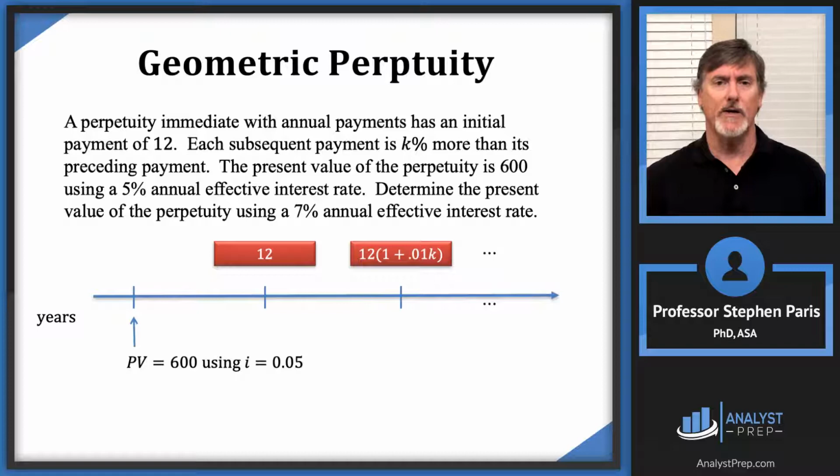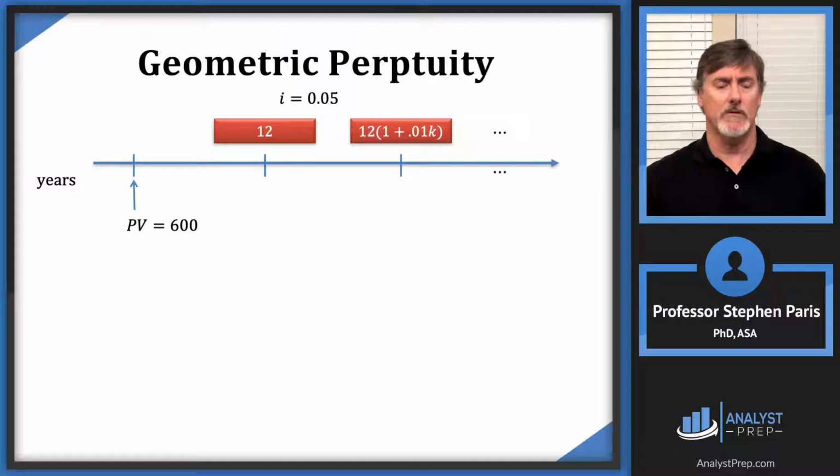The second payment is k% more than the preceding payment, where k% is 0.01 times k. I would need to take the payment of 12 and multiply by 1 plus 0.01k. The next payment, not shown, will be 12 times (1 plus 0.01k) squared, and so forth. But I don't need that. I just need the first two payments, and I've got the timeline. I need more room, so let's move that up to the top of the slide.